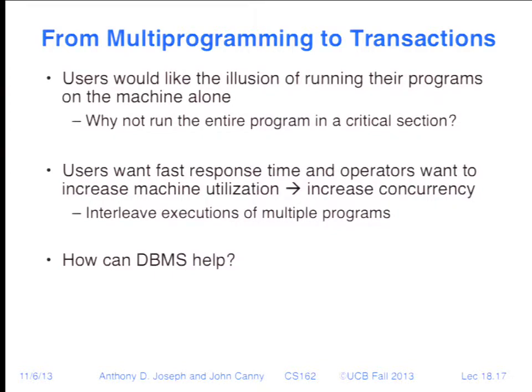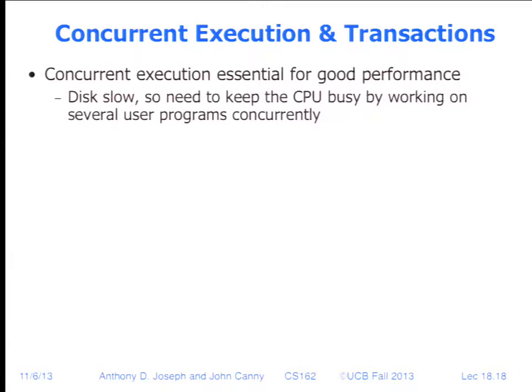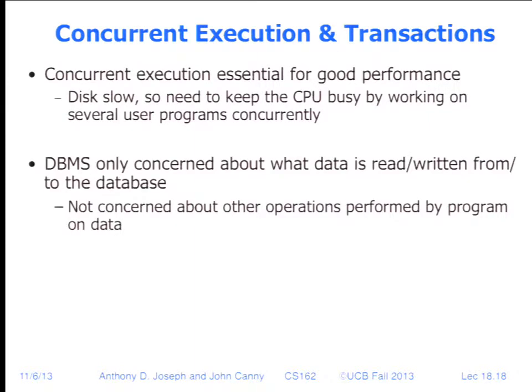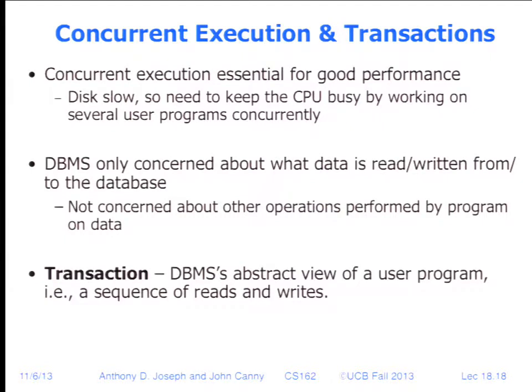So how do databases help with this? There's the ACID properties, as we'll see in a second, which provide the necessary protection against interaction between the different users trying to access the same database. So a transaction is the abstract atomic series of actions that the user wants to see. It can be broken down as a series of reads and writes, but should be executed all or nothing.